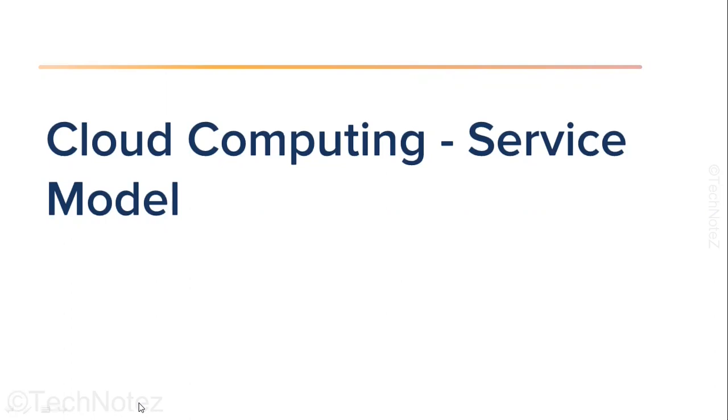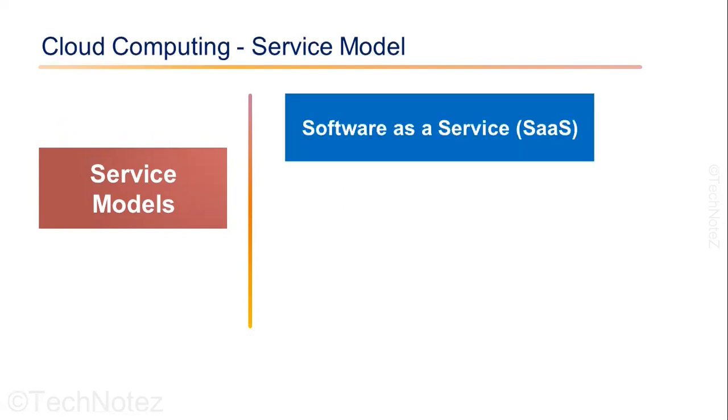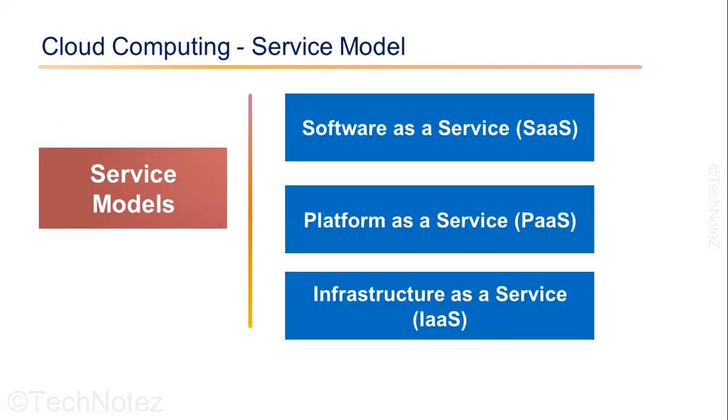Cloud computing service model defines the different level of access, management, and control on the cloud infrastructure. Let's talk about the service model of cloud computing. You can have different levels of flexibility, control, and management on the cloud resources. Based on this, cloud resources can be divided into three types: software as a service, platform as a service, and infrastructure as a service. This is called the service model.